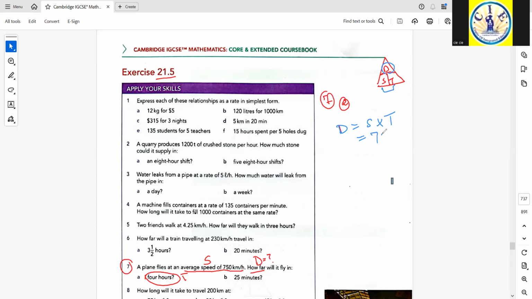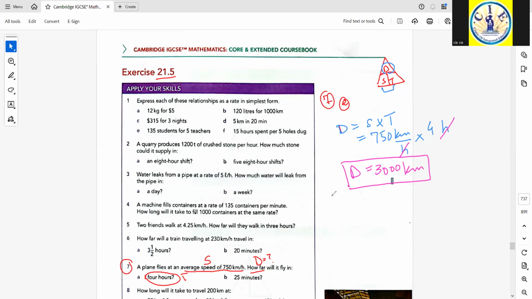S is 750 kilometers per hour. Time is 4 hours. So we can easily cancel hours, and it is now 750 times 4, which is 3000. So that would be the answer to part A. Distance equals 3000 kilometers.